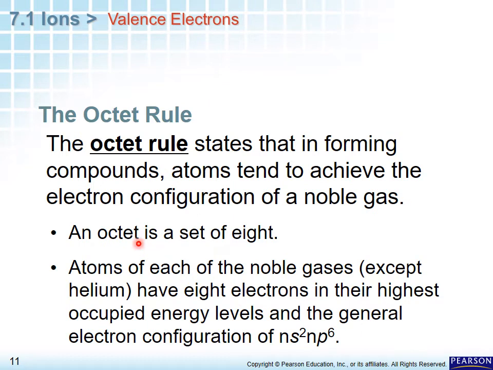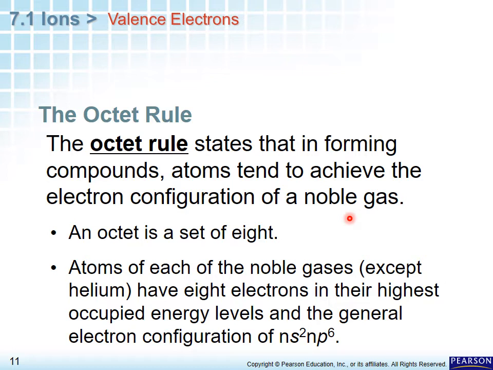So what does the octet rule say? The octet rule states that in forming a compound, atoms tend to achieve the electron configuration of a noble gas. Means every atom wants 8 electrons in its outermost shell. Okay, because in noble gases, how many electrons in the outermost shell? 8, to become stable. So every atom wants 8 electrons in the outermost shell.